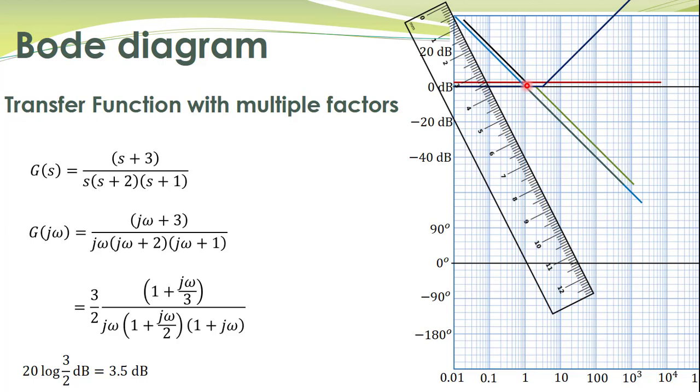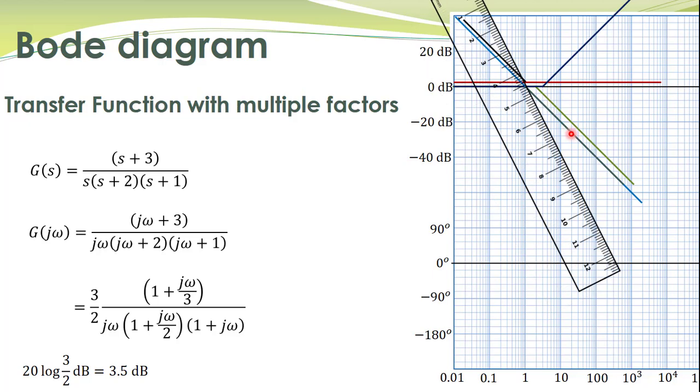Up to which frequency will the slope remain minus 40 dBs per decade? Up to this particular frequency. After this frequency, the slope will further decrease to minus 60 dBs per decade. So from this frequency up to this frequency, we draw a line with a slope of minus 40 dBs per decade.